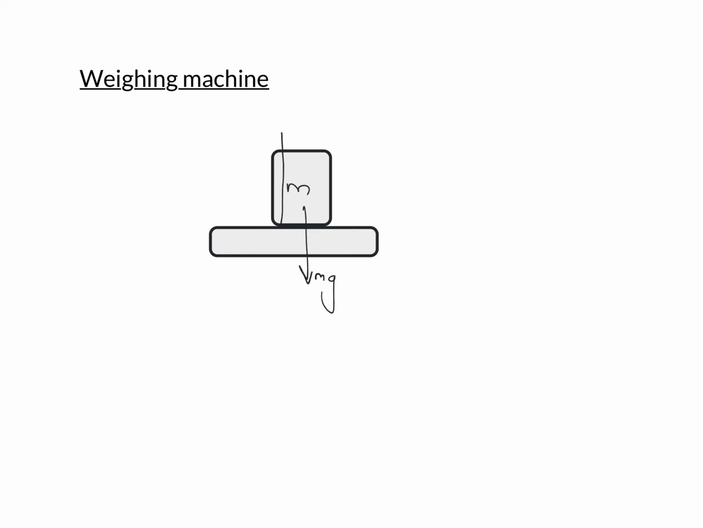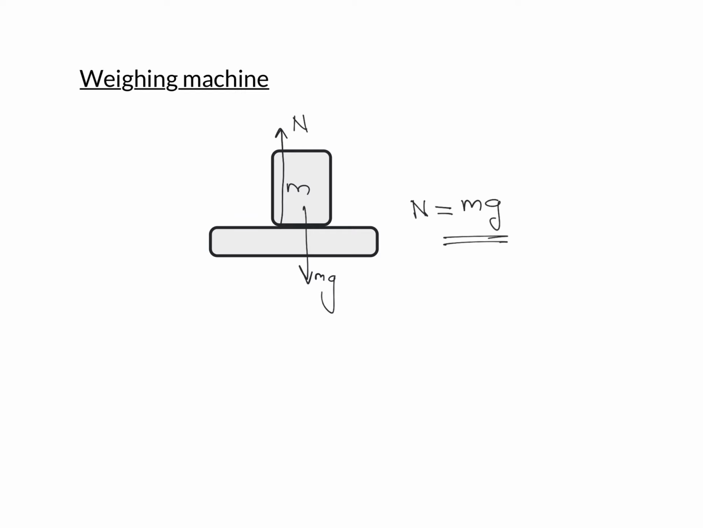Now we'll discuss a weighing machine. This is also a device which is used for the measurement of weight of an object. Over here, suppose you are keeping an object of mass m. Here the weight of this object, mg, is acting in downward direction, and the weighing machine will exert some normal reaction on the object. So the reading in this weighing machine is equal to the normal reaction exerted by the weighing machine, which is equal to mg.